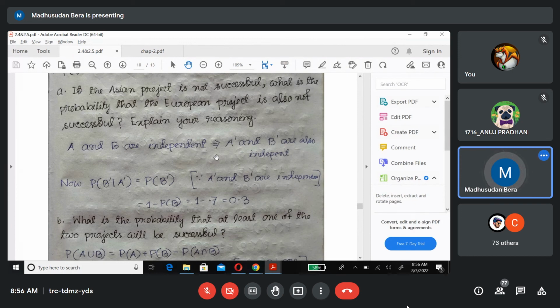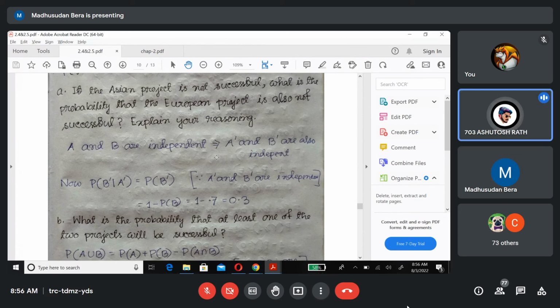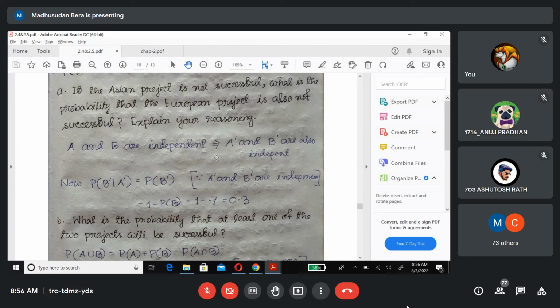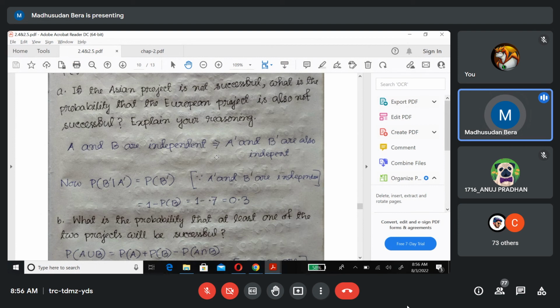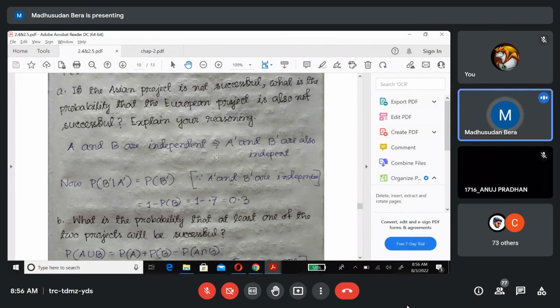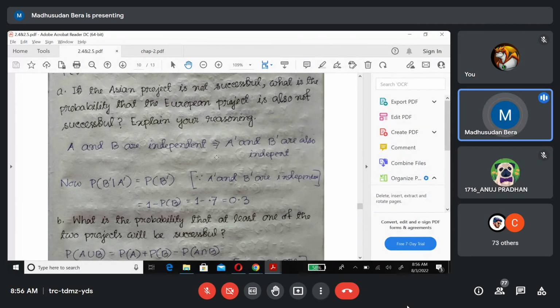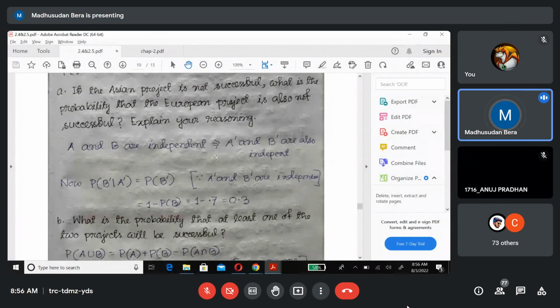Is this part okay? Yes, sir. Or by definition, you can find it also. P of B dash given A dash is P of B dash intersection A dash by P of A dash. That way also you can do. But somewhere you have to use that P of A intersection B is PA into PB.